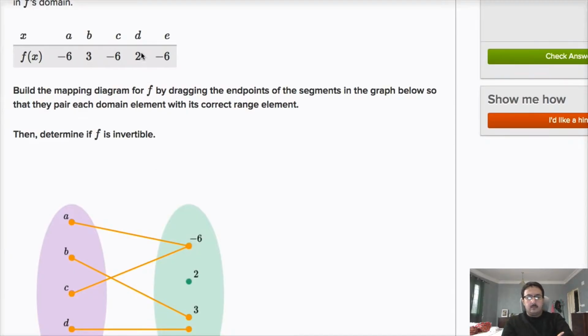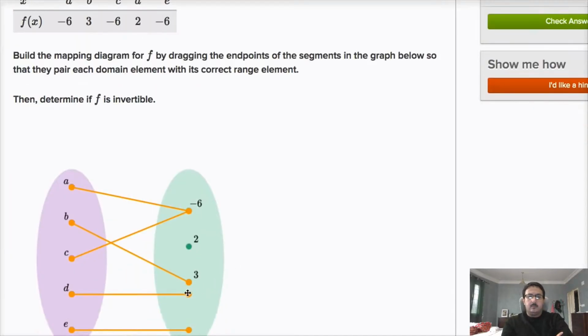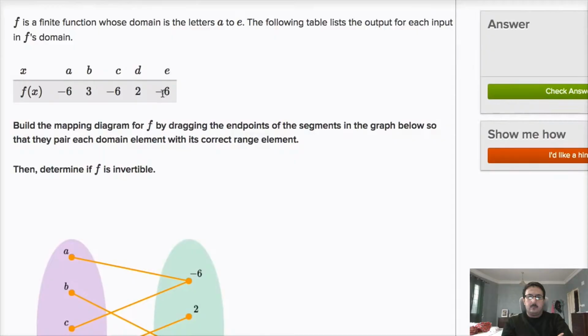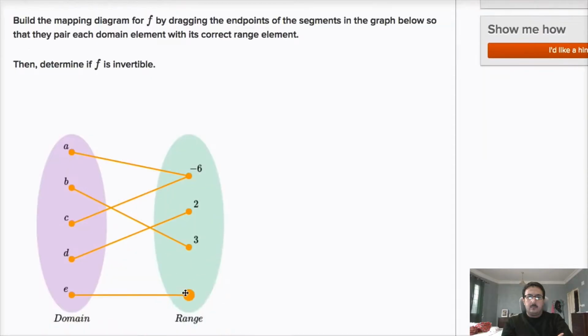So let's see, D maps to 2. You input D into our function, you're going to output 2. And then finally, E maps to -6 as well. So that's a visualization of how this function f maps from a through e to members of the range. But also ask ourselves, is this function invertible?